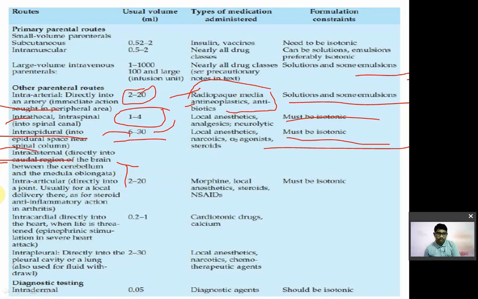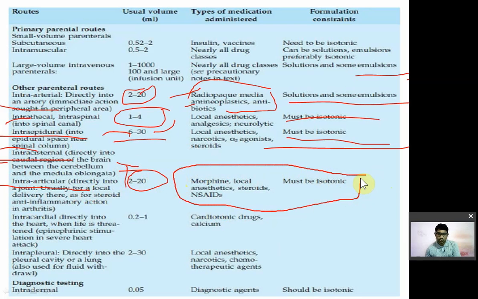Then next one is intra-articular injection. Intra-articular means inside the joint. Now you can inject about 2 to 20 ml in the joint for local action in case of rheumatoid arthritis or osteoarthritis. So directly into the joint, usually for local delivery of drugs, for example steroids, anti-inflammatory drugs, etc. Morphine, local anesthetics, steroids and NSAIDs are injected directly into joints, known as intra-articular injection. They must be isotonic again.